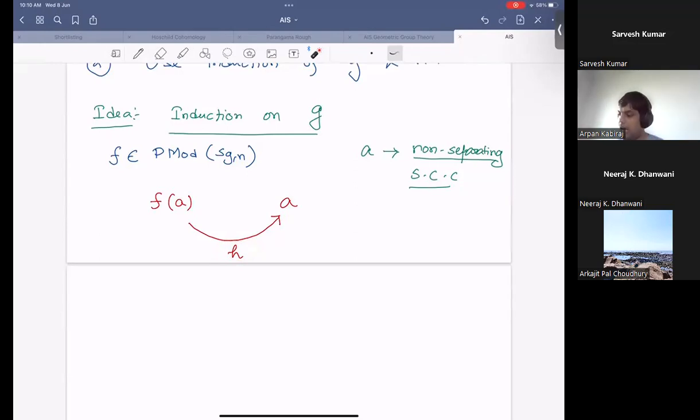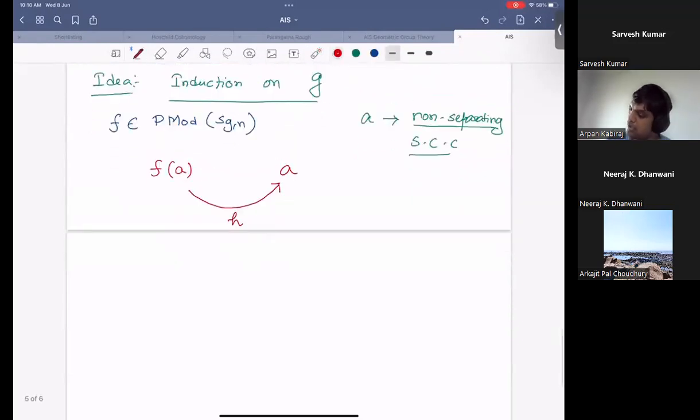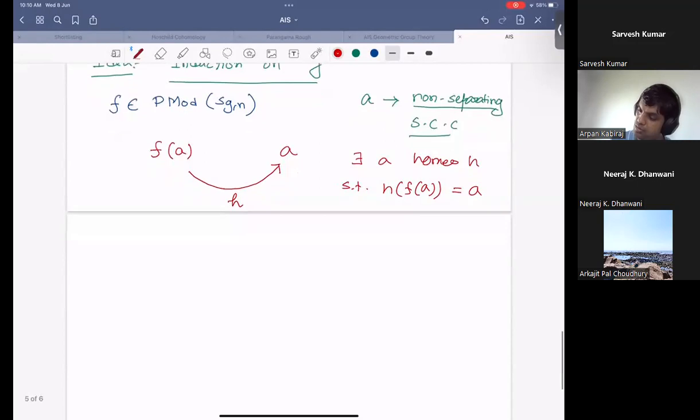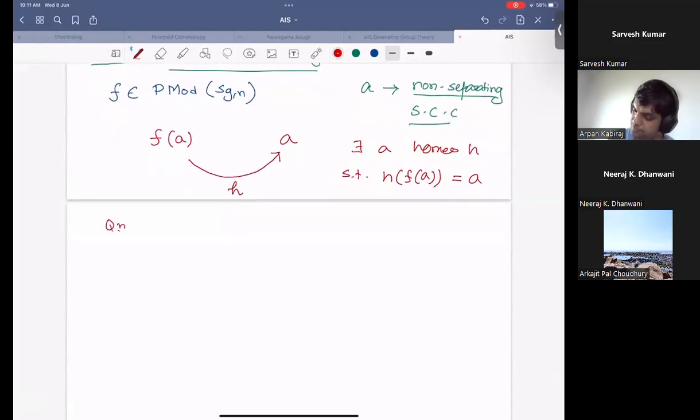Okay. And to do that, let me write down the question. So there exists a homeomorphism H such that H of FA is equal to A. So now the question is, can we construct such an H using Dehn twists?